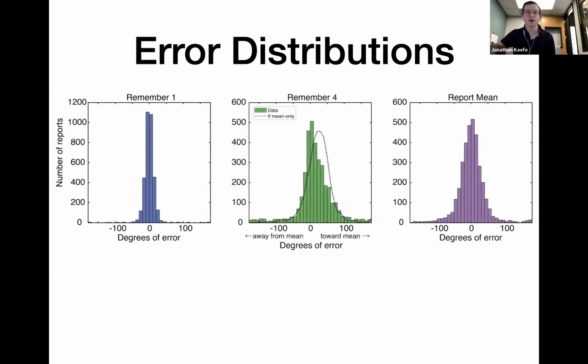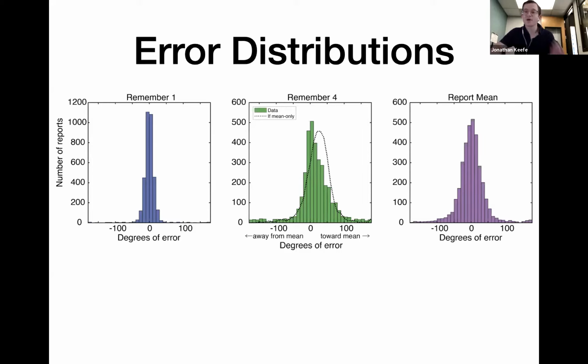Here, you'll notice that the remember four condition is a little different. Whereas the remember one and report mean plots have degrees of error from the actual orientation that subjects were trying to recreate, the remember four plot has the x-axis arranged such that errors toward the mean of the set are positive and errors away from the mean of the set are negative. The dotted line in this plot represents what the error distribution would have looked like if subjects were simply reporting the mean, which we've calculated by simulating what would happen in the remember four task if subjects were trying to report the mean with the same precision that they actually reported the mean with, as seen in purple here. The difference between these two distributions is a good indication that subjects were actually trying to remember all four objects and not simply reporting the mean in this task.